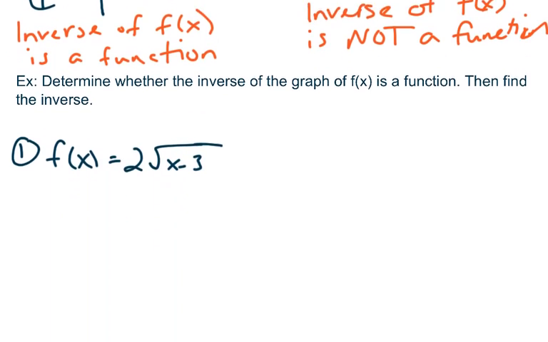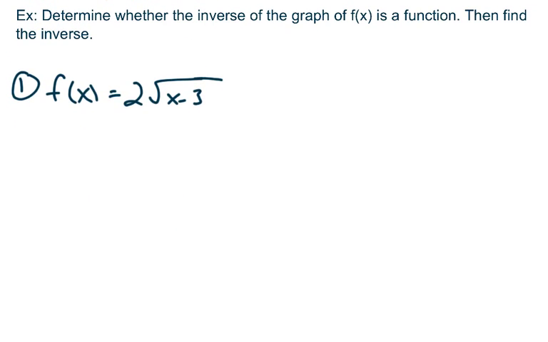Okay, so last couple of examples here. Determine whether the inverse of the graph of f of x is a function. Then find the inverse. So f of x equals 2 square root of x minus 3. When we graph this, it looks something like this. I'm not real concerned about the exact ordered pairs with this one. I'm just looking at the general shape.